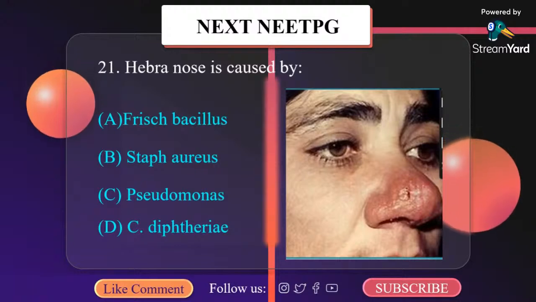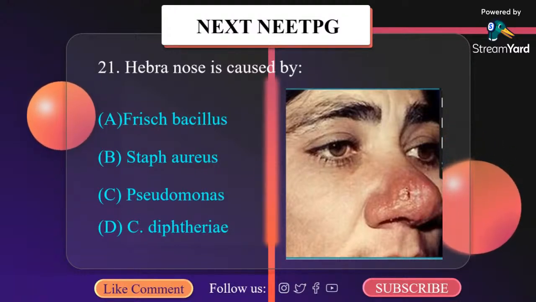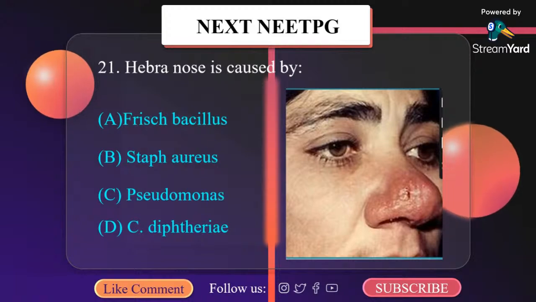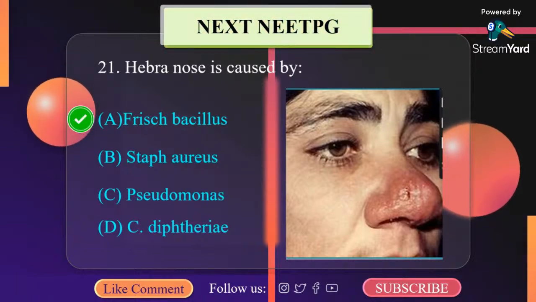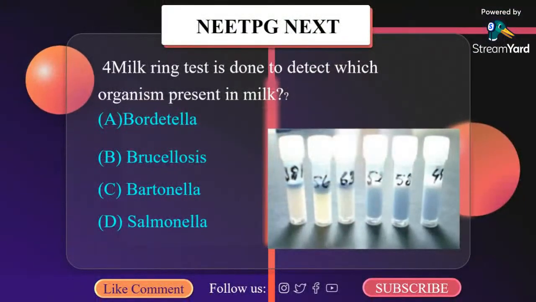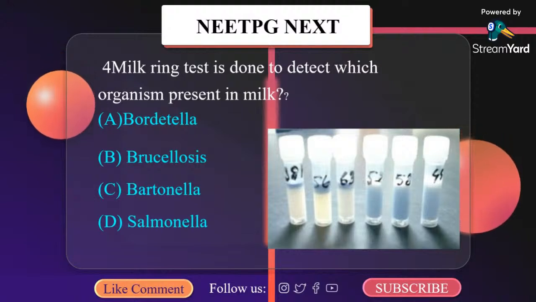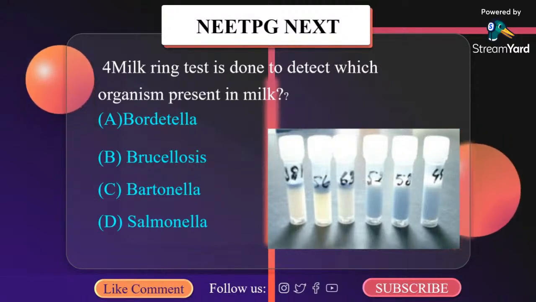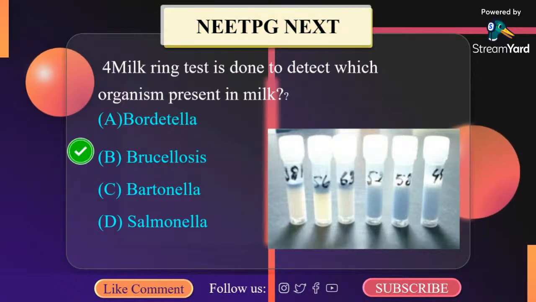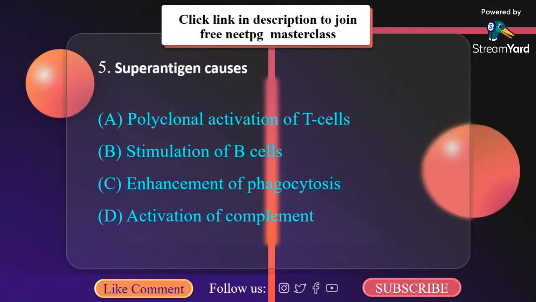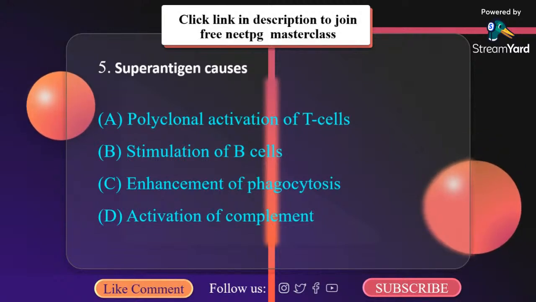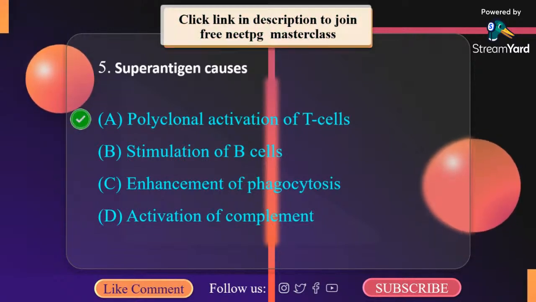Hebra nose is caused by A. Fusobacterium, B. Staph aureus, C. Pseudomonas, D. Corynebacterium diphtheriae. Milk ring test is done to detect which organism present in milk? A. Bordetella, B. Brucella, C. Bartonella, D. Salmonella. It is Brucella. Superantigen causes A. Polyclonal activation of T cells, B. Stimulation of B cells, C. Enhancement of phagocytosis, D. Activation of complement. It is polyclonal activation of T cells.